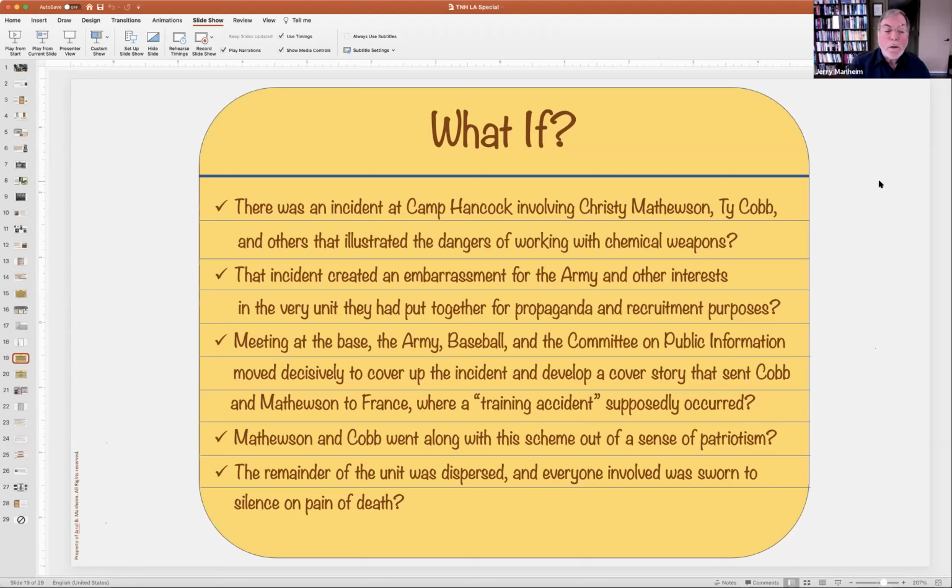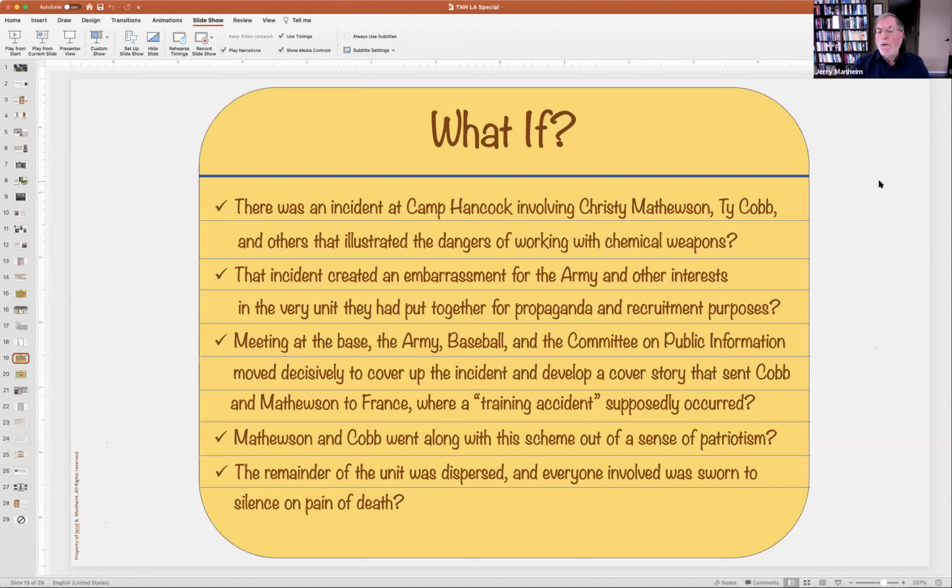So let's say that there's a meeting at the base, and the Army in the person of General Seibert and others, baseball, Ban Johnson, others, the Committee on Public Information, represented by George Creel, they come together and they come up with a plan. And they move decisively to cover up what happened. And they come up with a cover story that involves sending Cobb and Mathewson to France a little bit later, where they're going to have a training accident. And Mathewson and Cobb would go along with this.